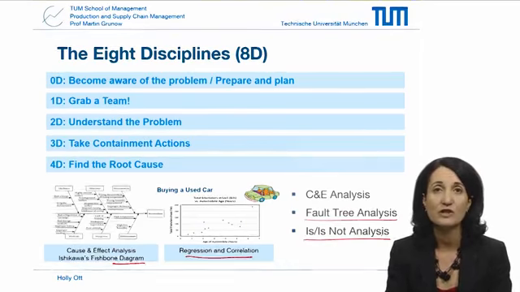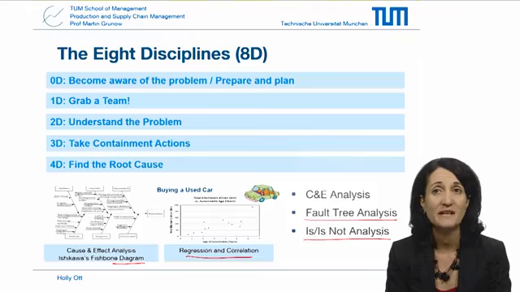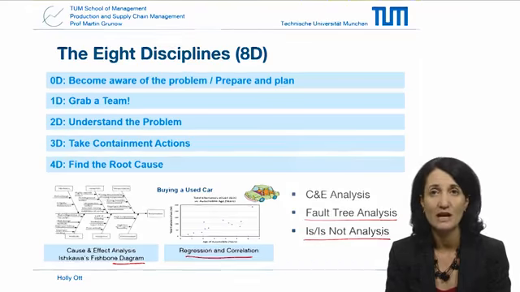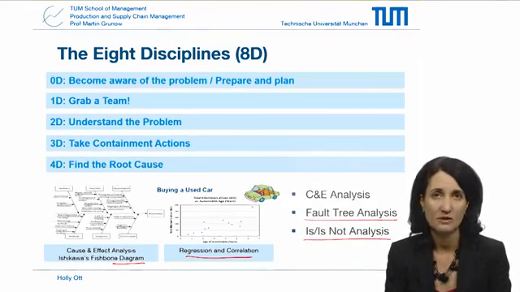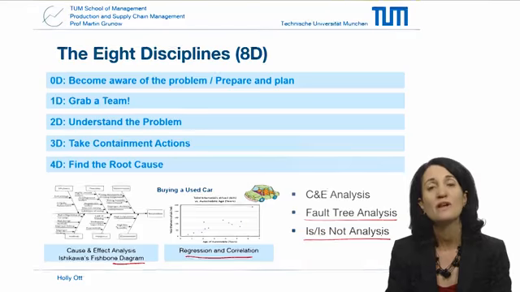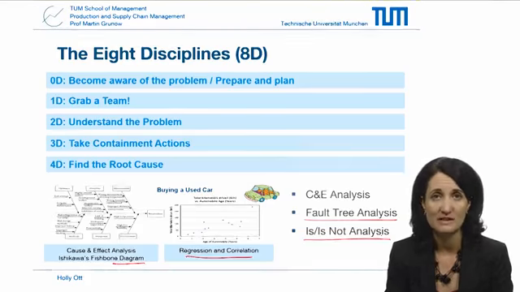Just very briefly, fault tree analysis is similar to the 5 whys, sort of a top-down deductive approach where you say, well, there was a problem. What event caused that problem or could have caused that problem? And then one step lower, what events could have caused those events?